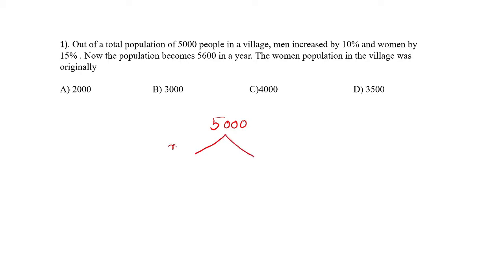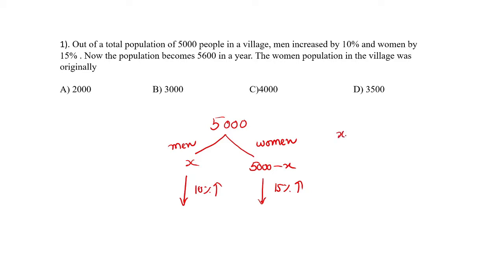Suppose this side is men and this side is women. Men increased by 10 percent. Suppose men are X, then women are 5,000 minus X. Men increased by 10 percent and women increased by 15 percent. Then finally, after the increase of men and women, what is the total population?